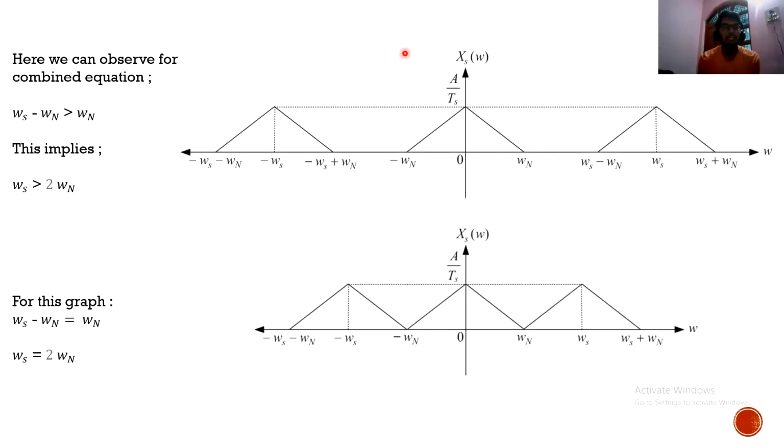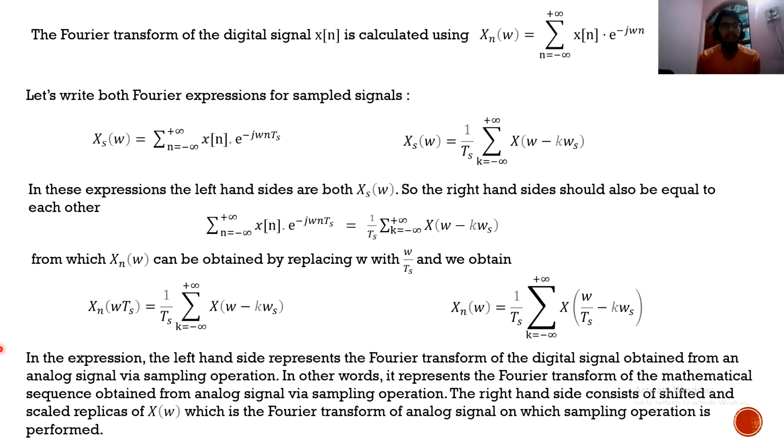Okay, this is the complete graph that we obtained, and we can see that omega s minus omega n is greater than omega n. So by this condition we get our general condition, and if this tends to 0, or omega s minus omega n is equal to omega n, we get omega s is equal to 2 omega n. Now moving forward, we will define the Fourier transform for digital signals.